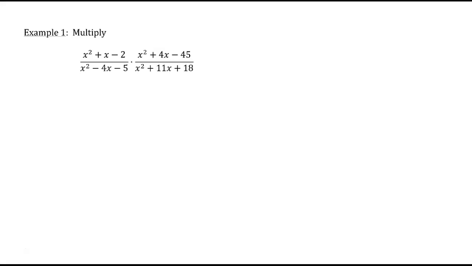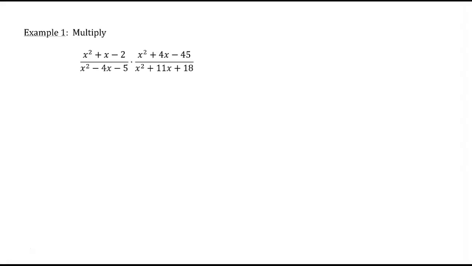What we don't want to do is simply multiply the trinomials together in the numerator and the trinomials together in the denominator. While that is not incorrect, we can make our lives a whole lot simpler by first factoring each polynomial separately and dividing out any common factors.